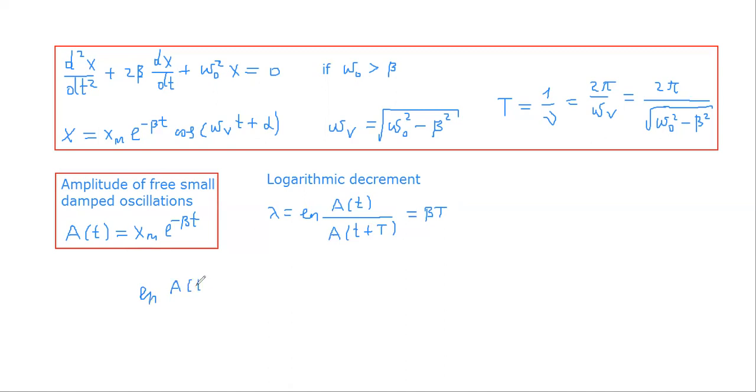A, amplitude at time t, divided by amplitude at time t plus n multiplied by the period, where n is some natural number, so n is equal to 1, 2, 3, and etc.